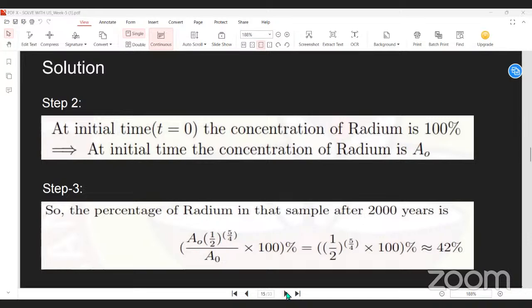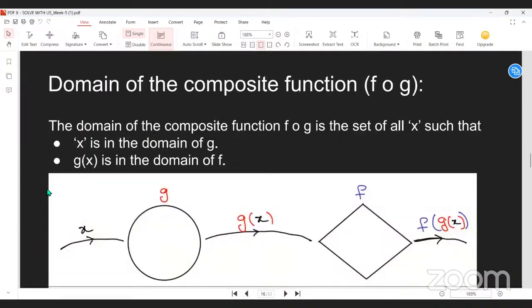So moving on. Now we have the domain of the composite function f of g, right?